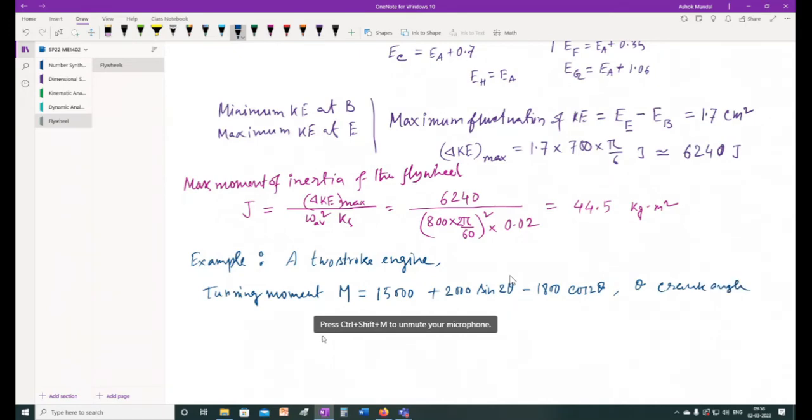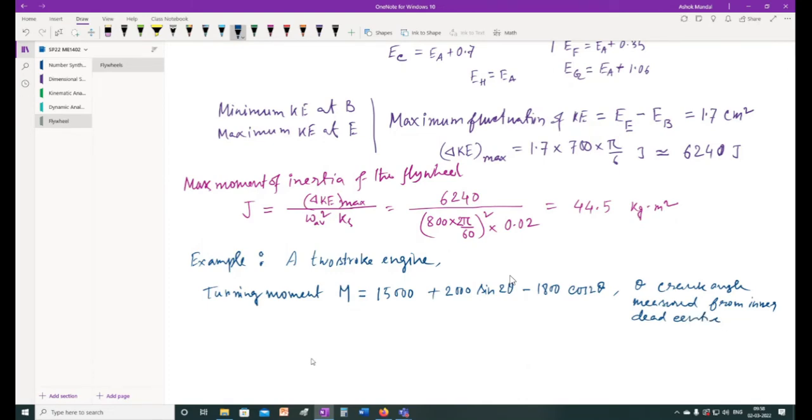Okay, theta is the crank angle, and that crank angle is measured from inner dead center. Okay, turning moment is given. What else is given?